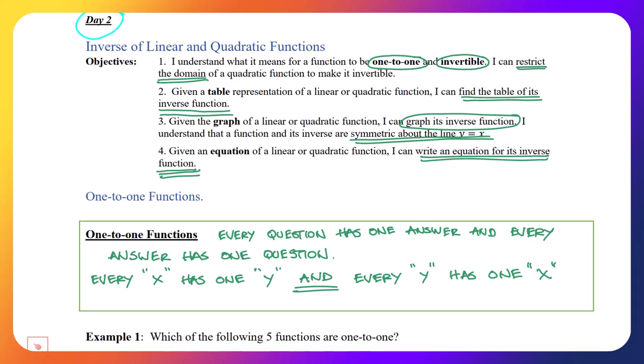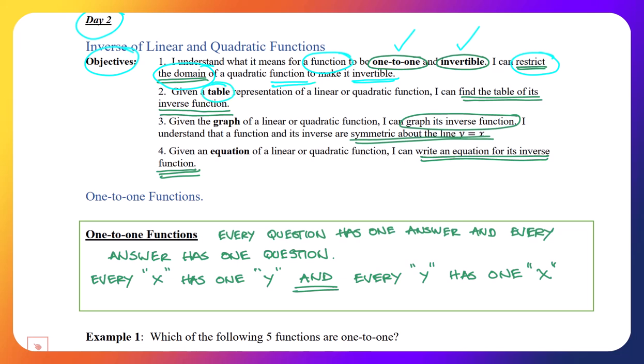Day 2. Here are the objectives. We're going to talk about the terms one-to-one and invertible. They have something to do with a function. And then if we restrict the domain, we can make it invertible or a function.